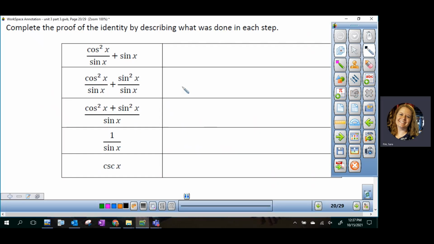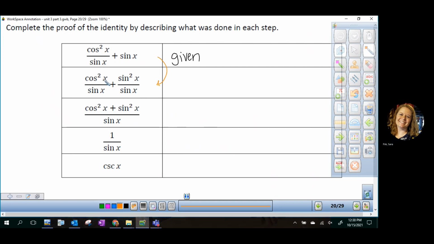So that first line, I'm just going to put, this is given. We are given this expression, and we want to prove that it equals cosecant of x down there at the bottom. They've done the work for us. We just have to explain what's being shown. What did they do each step? To get from here to here, what happened? What's the difference in these two lines? Is anything different with the first term? No, that's still a plus.